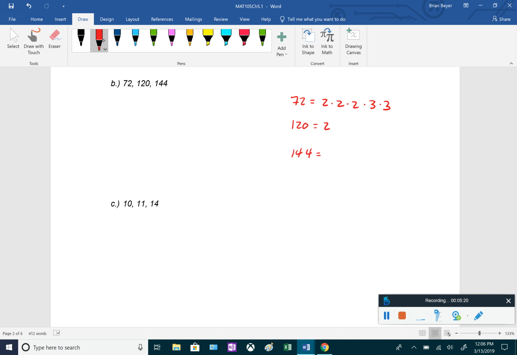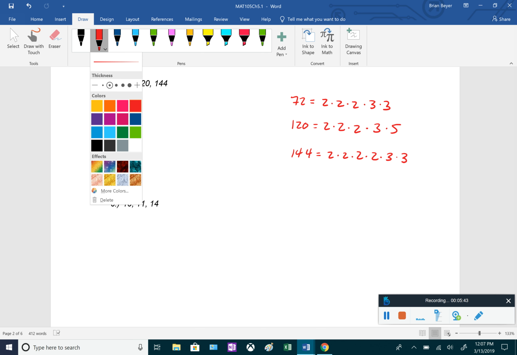120 we could write as 2 times 2 times 2 times 3 times 5. Once again, if we multiply that together, that would equal 120. And for 144, if we multiply 2 times 2 times 2 times 2 times 3 times 3, that should also give us 144, and those are all prime, so we would be good.